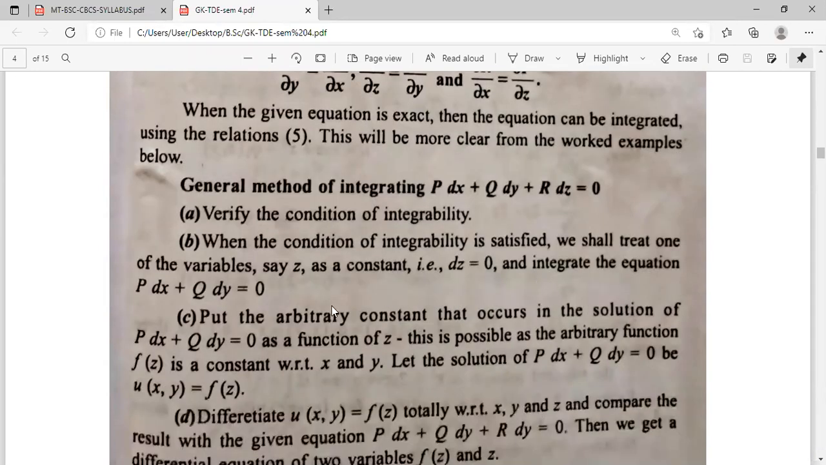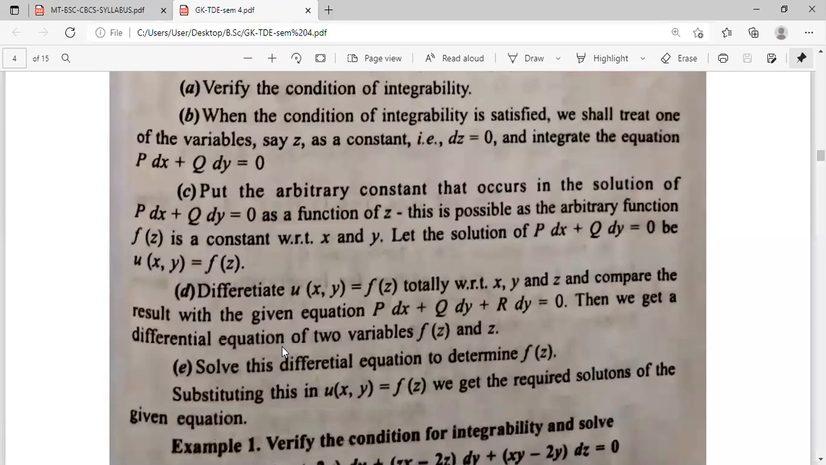Now after getting that, you have to integrate, so that we get φ of x, y equal to f of z, where f of z is an integral constant. You see, you are taking z as a constant, that's why you write f of z. If you take x as a constant, you can write f of x. One thing you remember: there is no need to take z as constant always. If you take y equal to constant, you can take dy equal to 0.